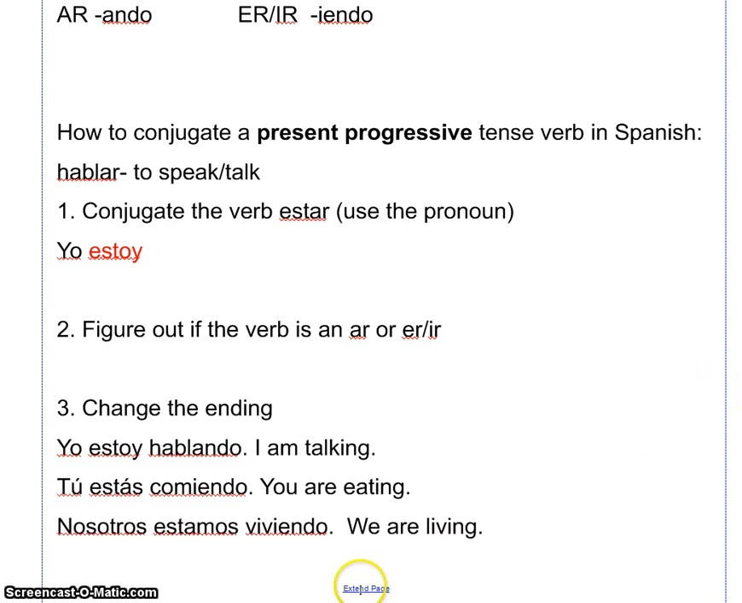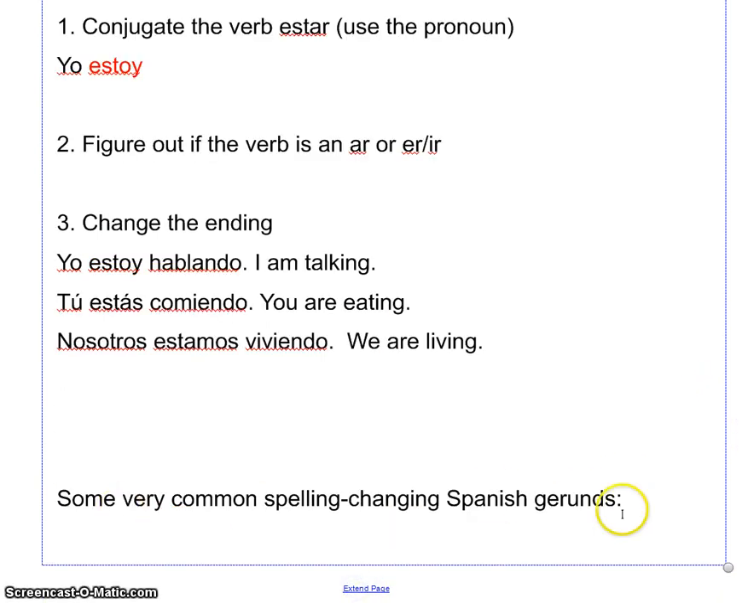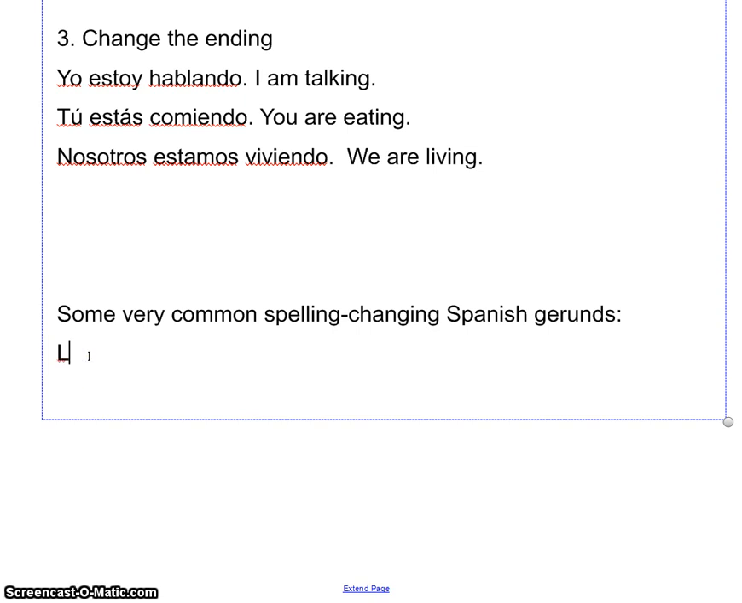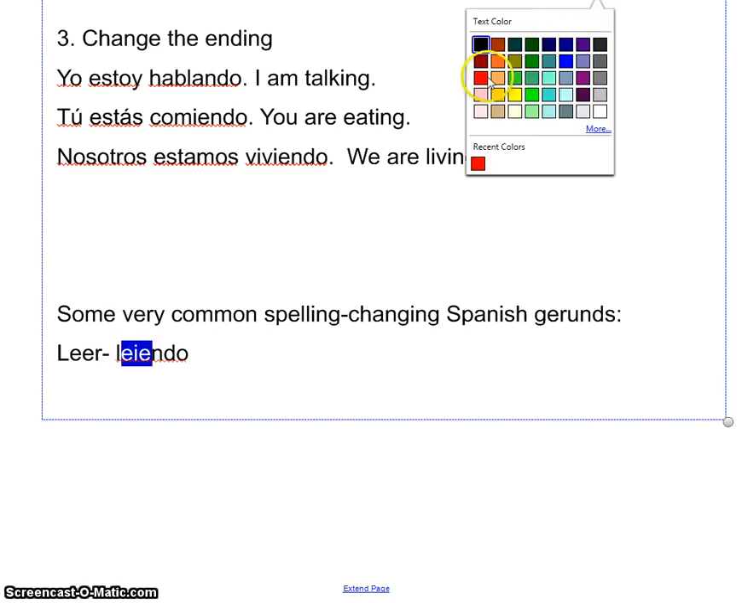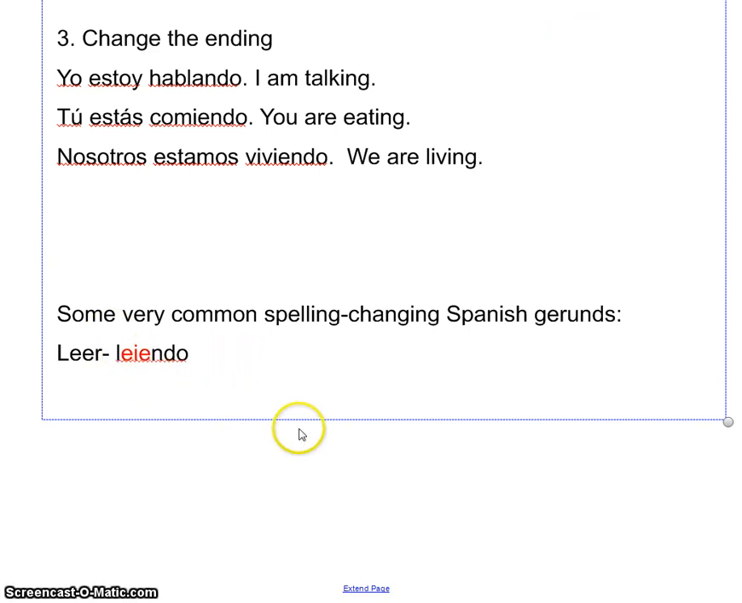See? Muy bien. There are, unfortunately, some very common spelling changes. For example, if you have a situation where you have verbs like leer, that is a great example. Because if you drop the ER and you add iendo, you have this thing where you have three vowels in a row, okay? And in Español, we usually don't like to have that because people are like, how do you even pronounce that? So instead, we end up going like this, because this already sounds like a Y right there.